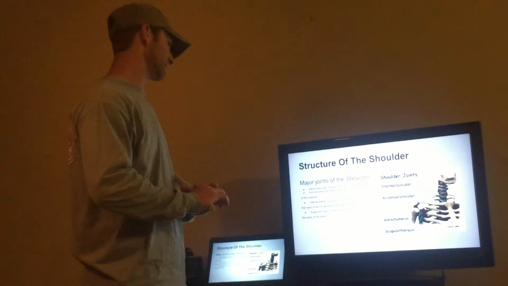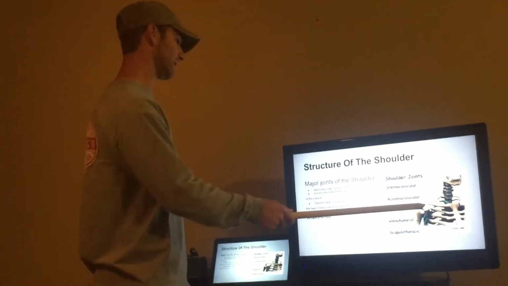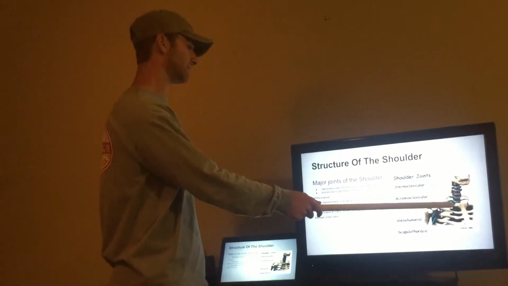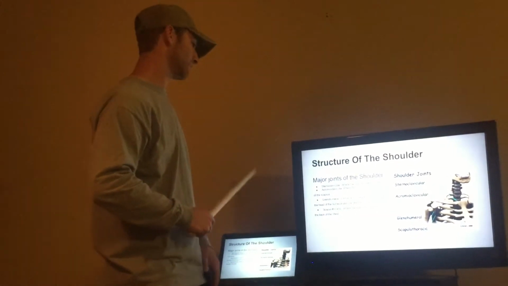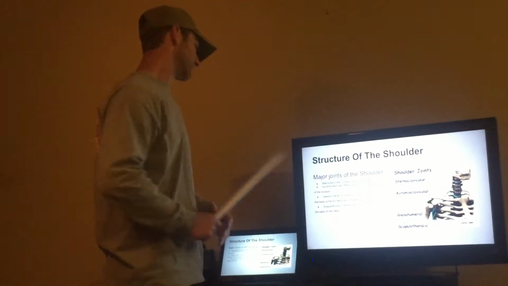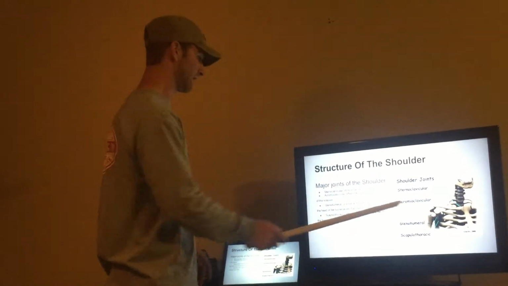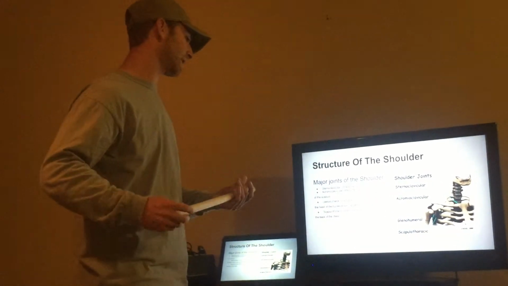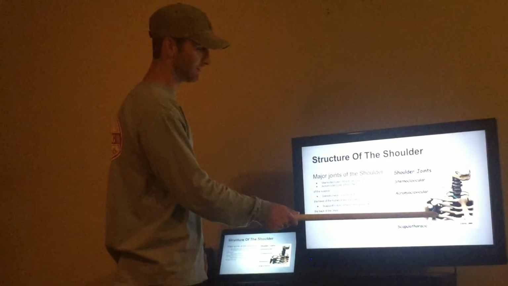The major joints of the shoulder. You have the sternoclavicular joint, which is right here, and it's the clavicle where it meets the sternum. You have the acromioclavicular joint, where the clavicle meets the acromion of the scapula, right here. The glenohumeral joint, it's the ball and socket joint. And you also have the scapulothoracic, where the scapula meets the ribs in the back of the chest, which would be right there.